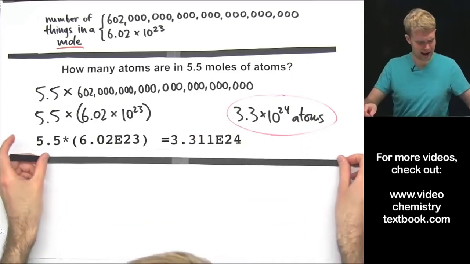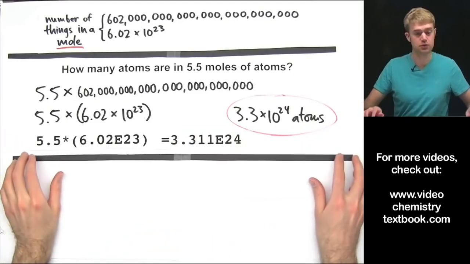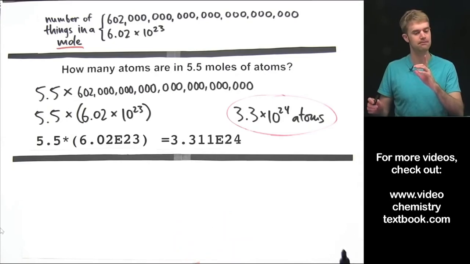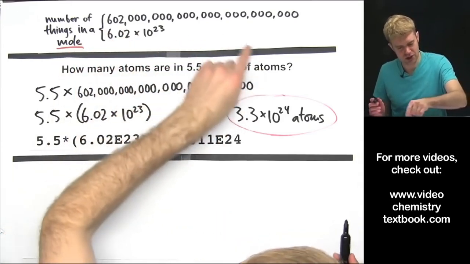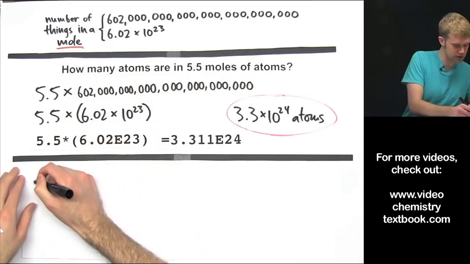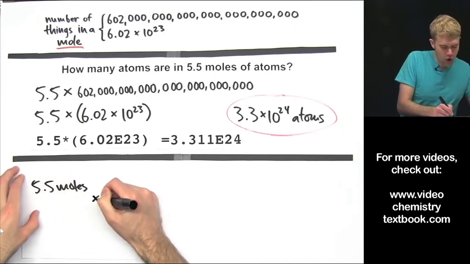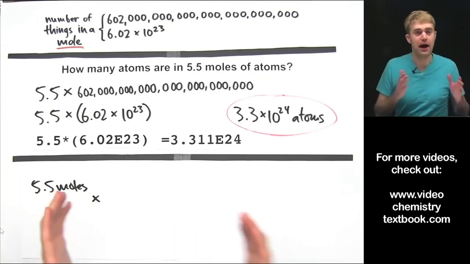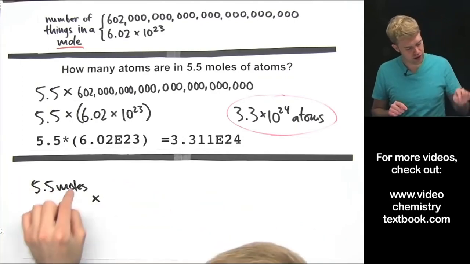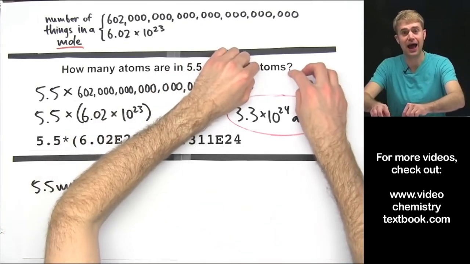Now let's look at how we could solve the same problem using conversion factors instead. Okay. In this case, we're going to be starting with this number here, 5.5 moles. 5.5 moles. And now we are going to want to multiply this by a conversion factor that's going to get rid of moles and is going to give us atoms.